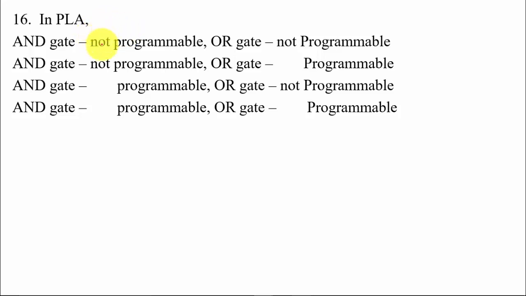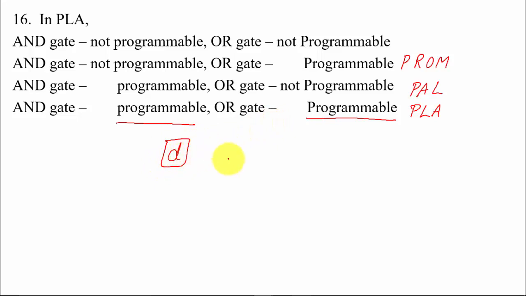In the case of PLA, this question I have asked n number of times. In the case of PLA, the AND gate is programmable and the OR gate is also programmable. In the case of PROM, the OR gate is programmable, the AND gate is fixed. In the case of PAL, the AND gate is programmable, the OR gate is not programmable. Whereas in the case of PLA, both the AND gate as well as the OR gate are programmable. So the corresponding option that is going to follow is option D is correct.